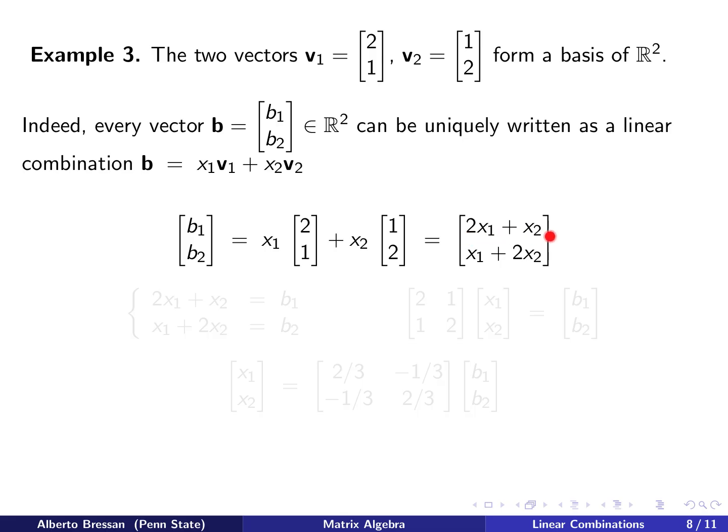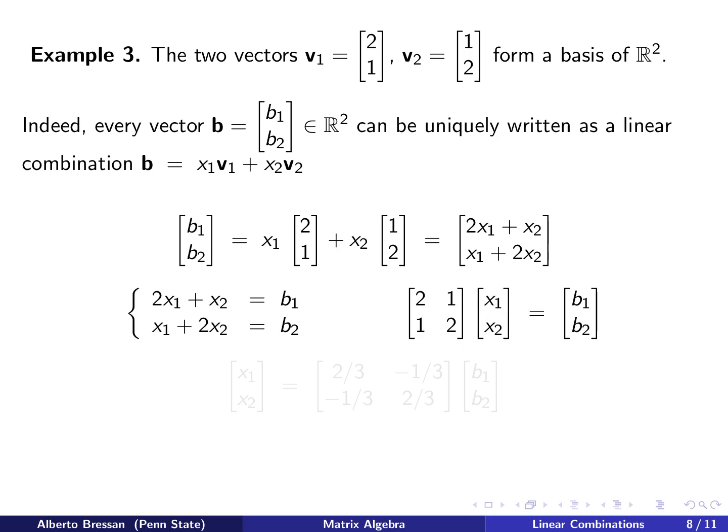The first element is 2x1 plus x2, which is here. And the second element is x1 plus 2x2, which is here. And then we want to find x1 and x2 such that this would equal b1 and b2. And if we can show that there is a unique solution for x1 and x2, then we're done.